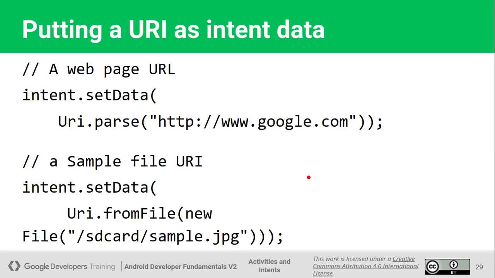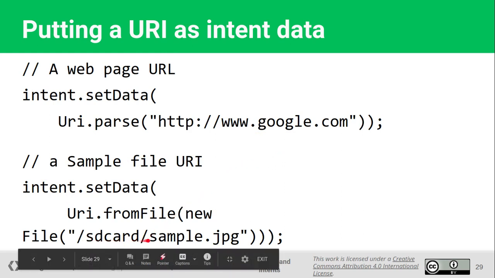This is an example of putting a URI as intent data. When we create an intent object, we call the function setData and we pass a URI to the intent. We can pass a URI which could be a link to a web page, or we can add a URI which could be a path to a file. In this example it is a sample.jpg file, which is a path to an image.